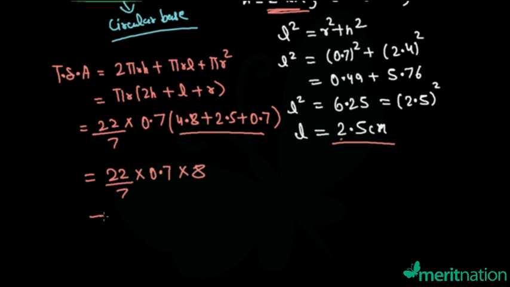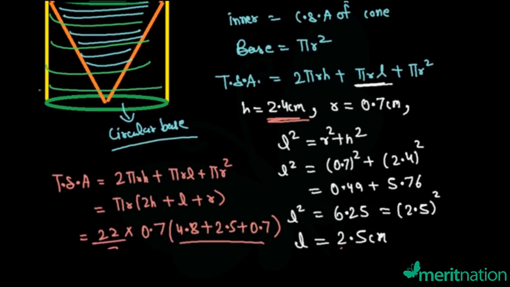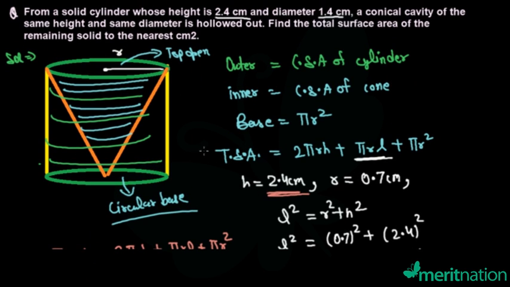22 by 7 into 0.7 would be 0.1. So 22 into 0.1 into 8, which is equal to 22 into 0.8. This value is equal to 17.6 centimeters square. So the total surface area of this solid is equal to 17.6 centimeters square.